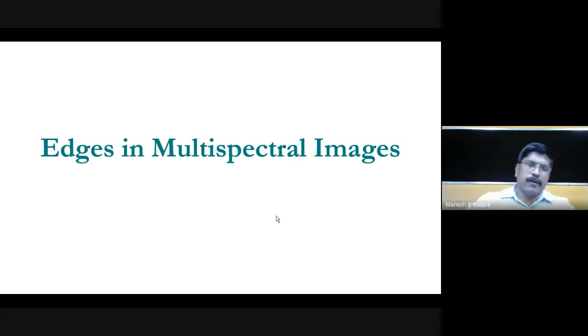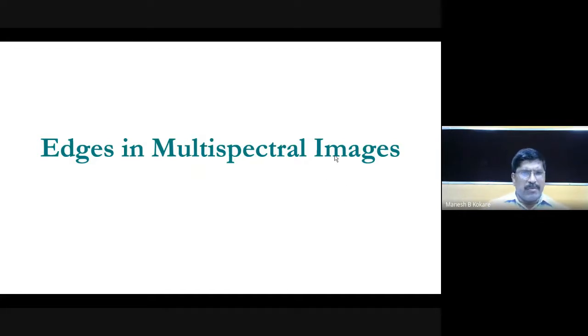Now the second part of this lecture, and this is the last part of this chapter, is how to detect the edges in multispectral images. Okay. Now, you know that the images we have studied are grayscale images, binary images, or color images and so on, right? Those are called pan images basically. A color image is also called a multispectral image because it has multiple bands, like the R channel, G channel, and B channel, and so on.